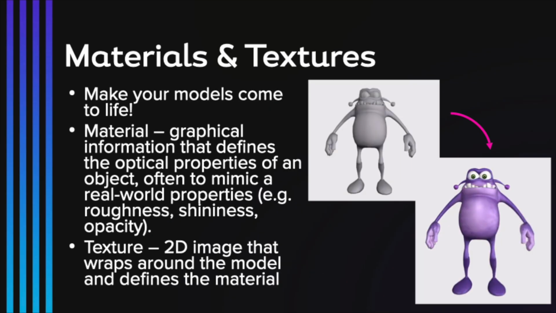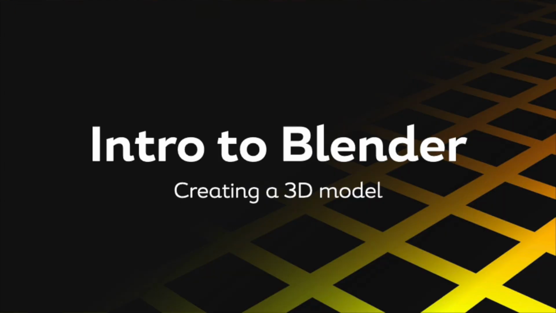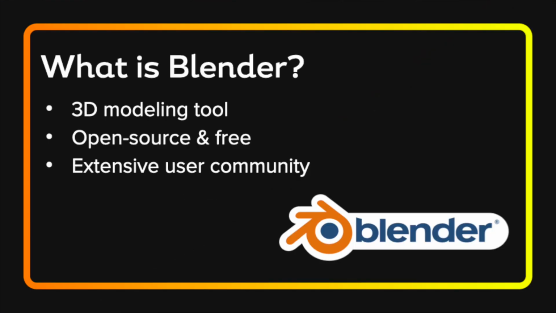Now let's move on to materials and textures. Objects in Blender start off as smooth, colorless shapes. So in order to make our shapes look real, we'll need to add materials and texture. Materials mimic real-life properties of objects, such as whether it's reflective, smooth, or bumpy, and a texture is a 2D image that wraps around a model, kind of like putting clothes on it, and that defines the materials and adds properties like color.